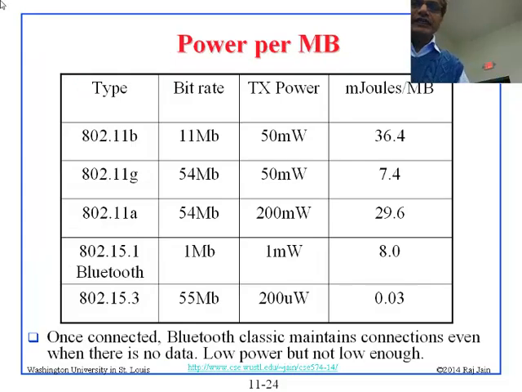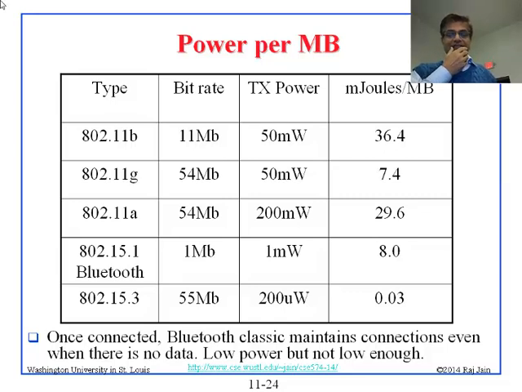All right. So the final issue is how much power is required. And Bluetooth actually is a low power technology. So you can see that 11B gives you 11 megabits and uses 15 milliwatts, 50 milliwatts. And if you calculate how much energy you use per bit, you will come up with 36.4 millijoules per megabyte. And then in the rest of the list you can see 11G is only 7.4, 11A is 29.6, Bluetooth does 8.0, and 15.3, which we haven't talked about, does 0.03. So this shows Bluetooth is low but not really the lowest. And their ideal goal was to be the low power, right?